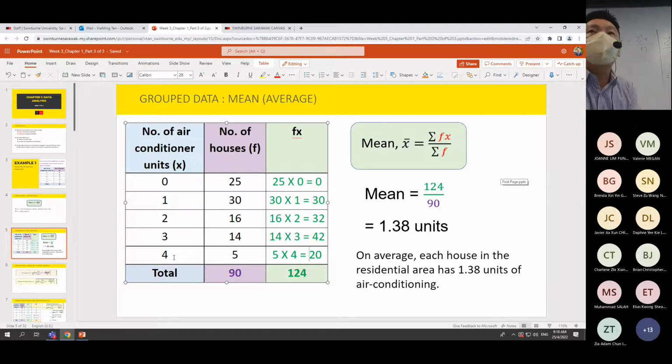So in short, in order to get the mean value for group data, you need to get ready a few columns. What are the columns you need? You need the X column, which is the class column, the first column. The second column is the frequency column, followed by the FX column. FX means F multiplied by X for each row, for each class. Then you get the FX values, and the total is 124. So substitute 124 into the formula of mean, the numerator, and then you can get the answer.